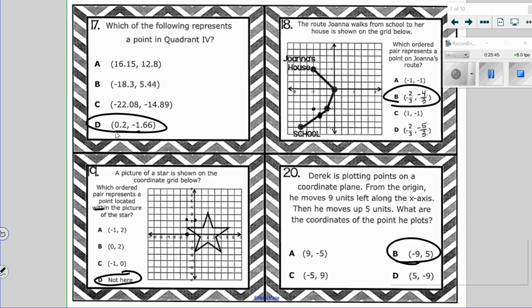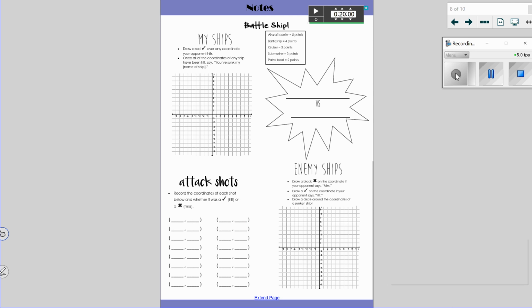Okay? So very quickly, total number correct on the top of your page. Make sure your name is on it and turn it into the box. Okay, the homework tonight needs a little more explanation.